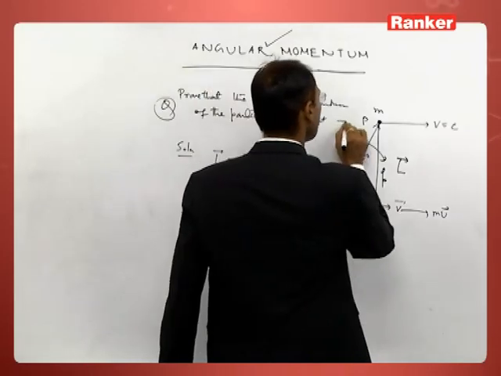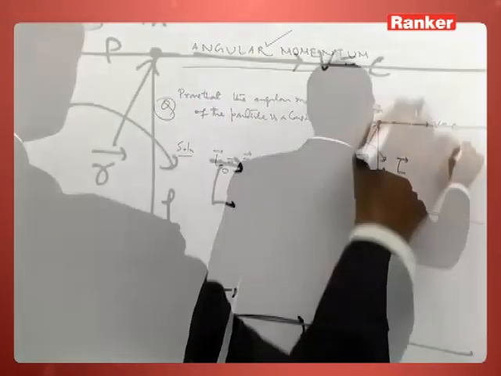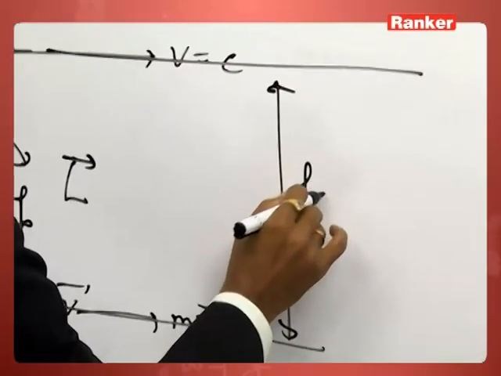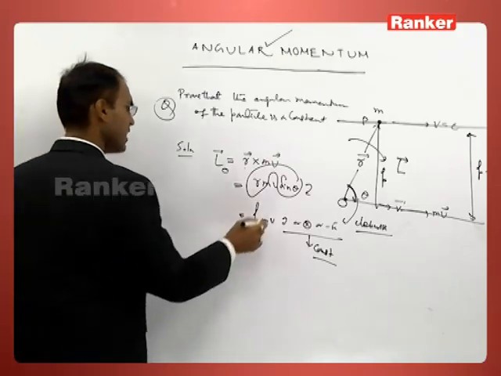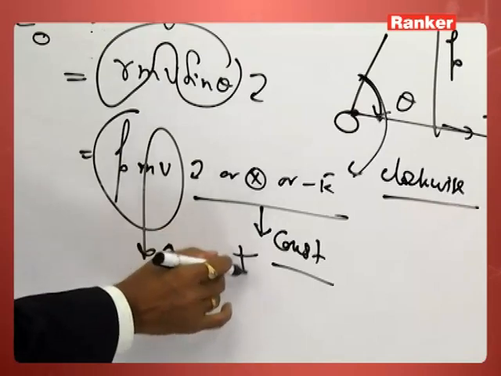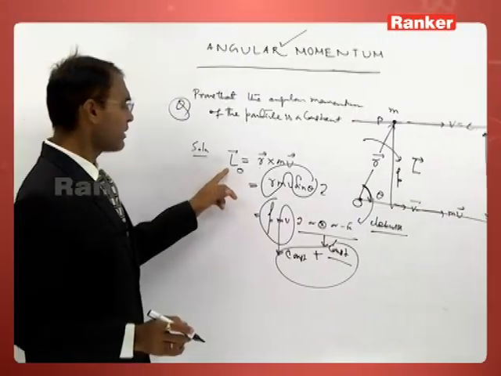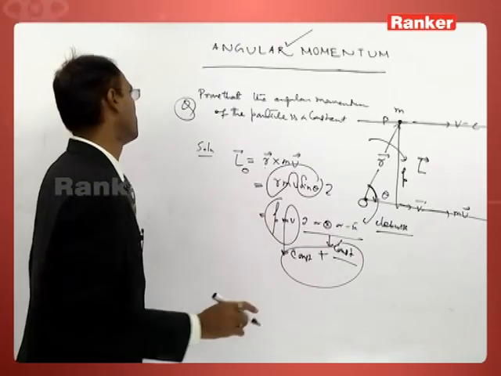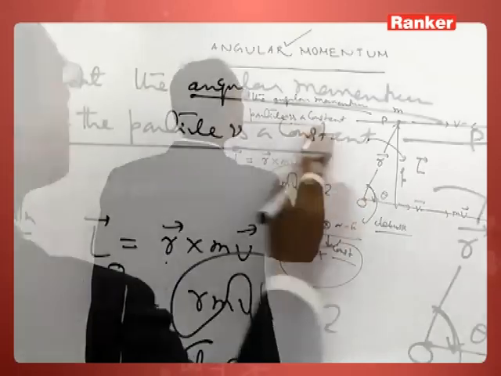Since it is moving with constant velocity, the perpendicular distance is also a constant quantity, and mass is a constant quantity. Therefore, the magnitude also is a constant quantity, and direction also is a constant quantity. Therefore, the angular momentum vector is a constant vector. The angular momentum of the particle is a constant.